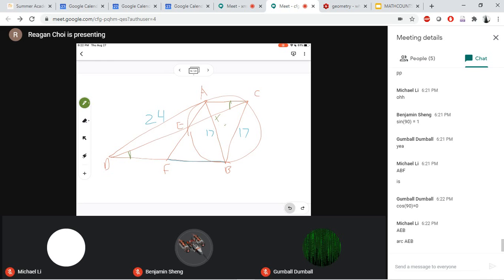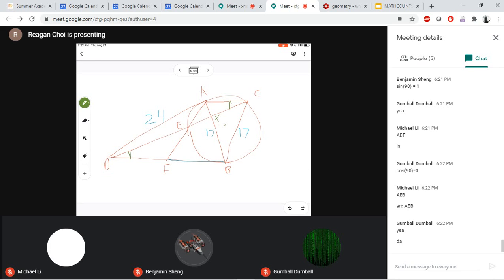Let's actually do this with the other tangent. Is there any other tangent thing we can do? DA, yeah. So DAE is equal. So DAE is AE, right? So DAE equals ACE, which is really interesting. So this is equal.